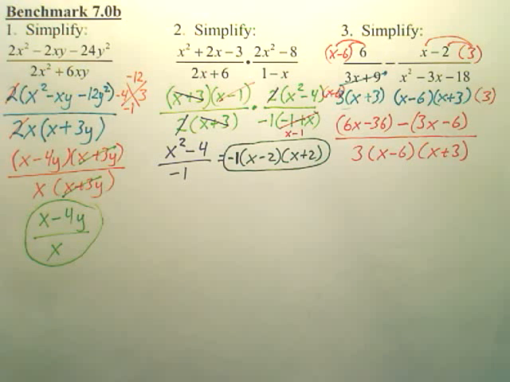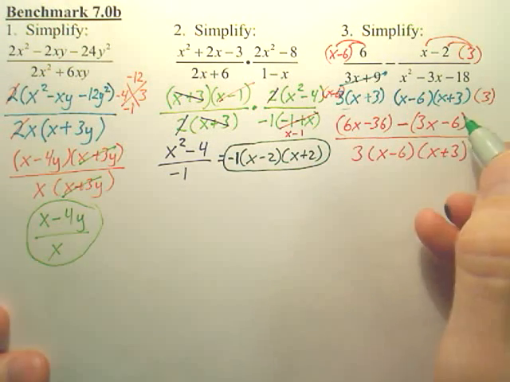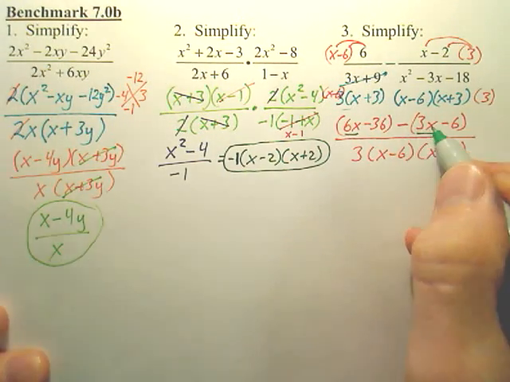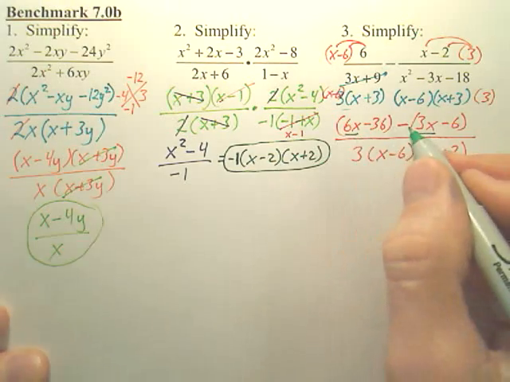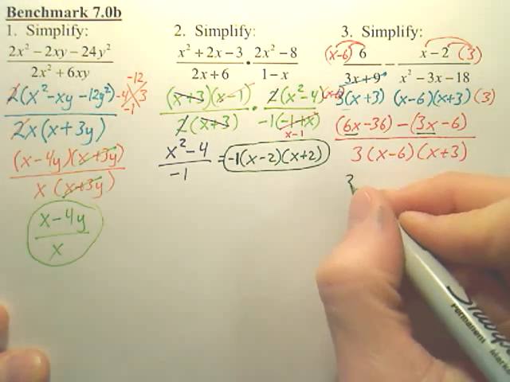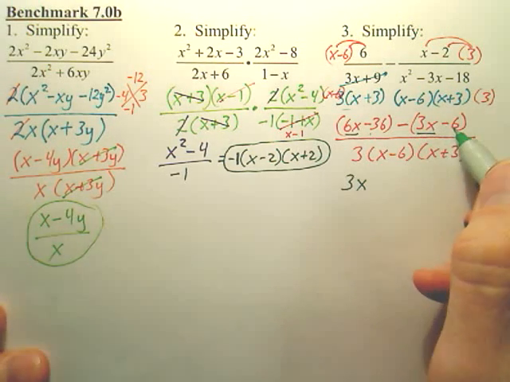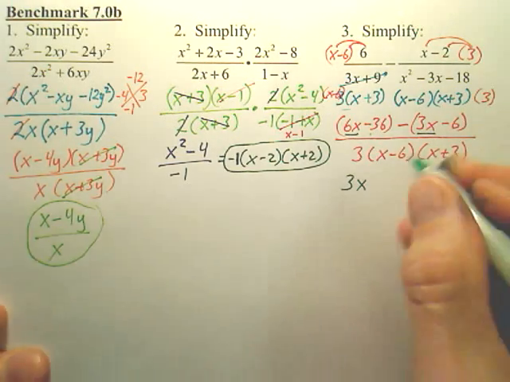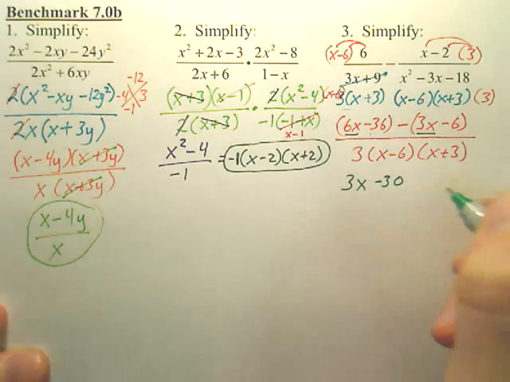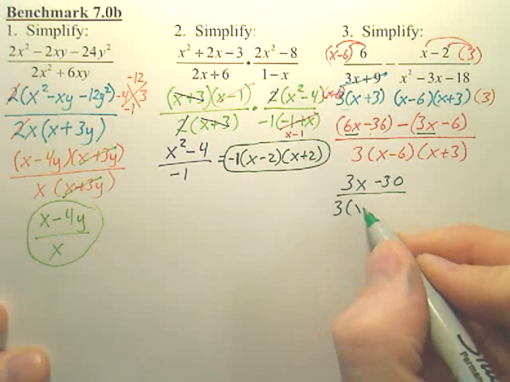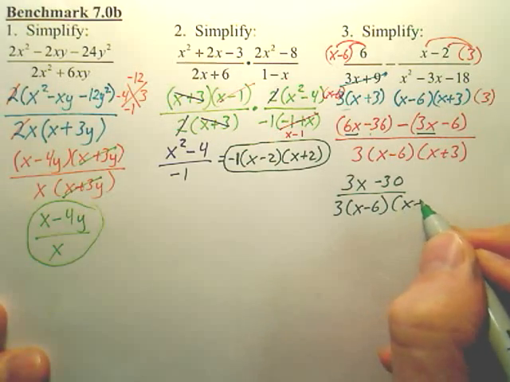And are we done? Not quite yet, because we have to simplify the top. Well, what's 6x and negative 3x? Remember, that's a negative 3x. 6x minus 3x is 3x. And what's negative 36 minus a negative 6? It's really going to mess you up. When you minus a negative, it's plus. So negative 36 plus 6 is negative 30. Over 3, x minus 6, x plus 3.